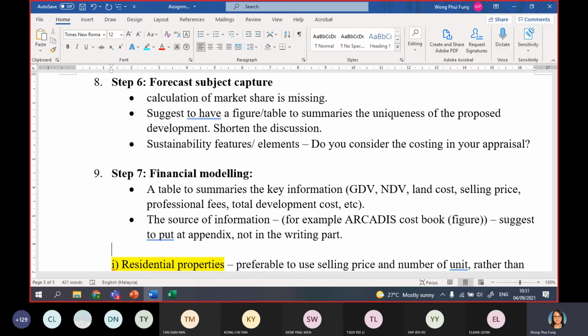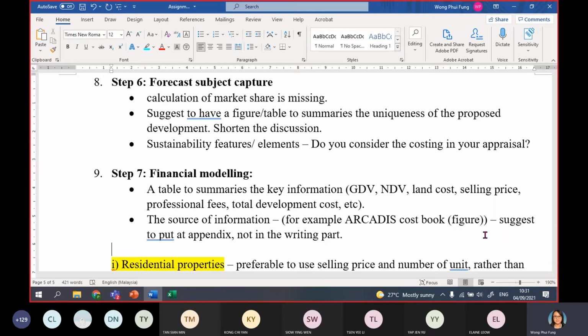Okay, for the financial modeling, basically, it will be better not to show your calculation, not to show your figure table, the sources table, like the Arcadis cost book that you cut and paste, then you say you use this one, so you highlight it. You can have this one, but you put it in the appendix, then you tell the client the sources of information refer to appendix 1AB, for example.